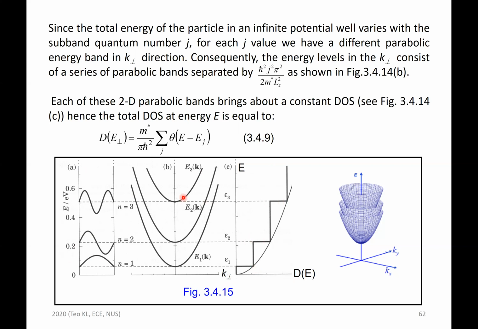In the kx, ky direction, as a function of energy in a 3-dimensional plot, it will look like this. This is based on numerical simulation. So you have a 3-dimensional plot in this form for the kx, ky direction. Basically, for each of these parabolic bands, you have a constant density of states.